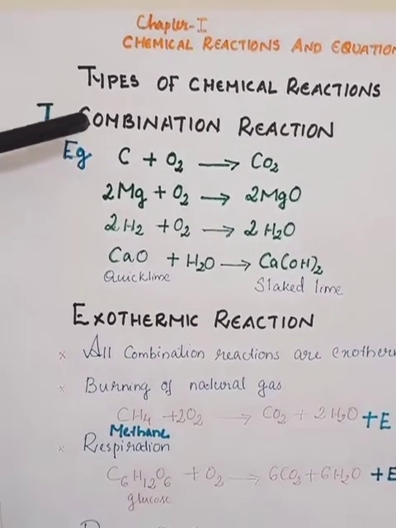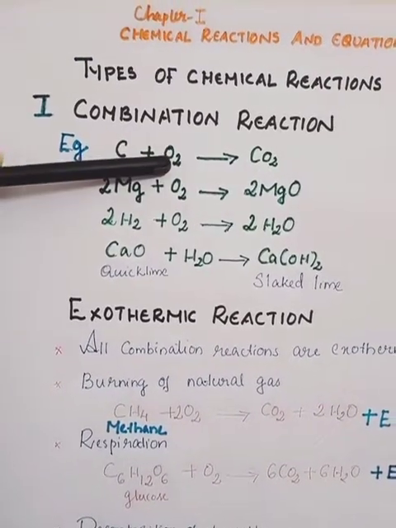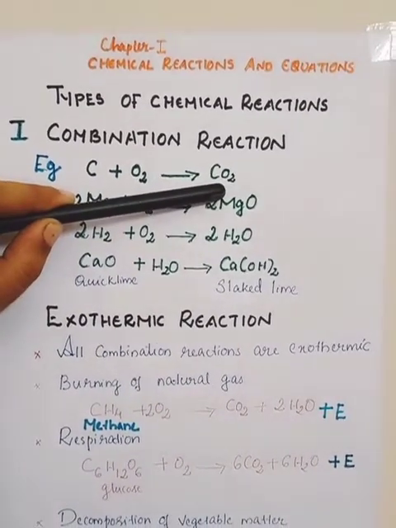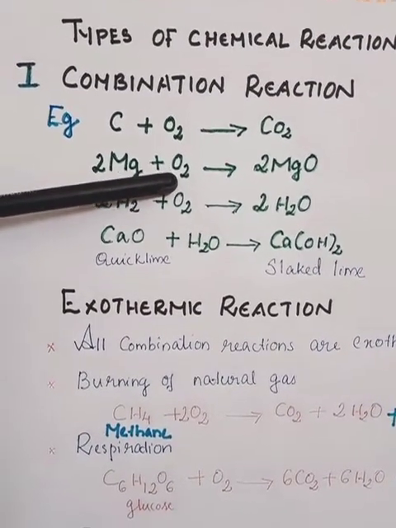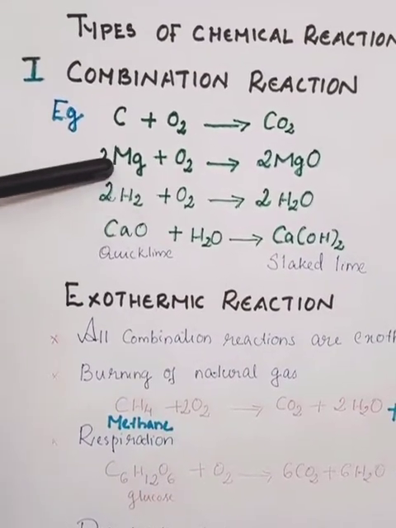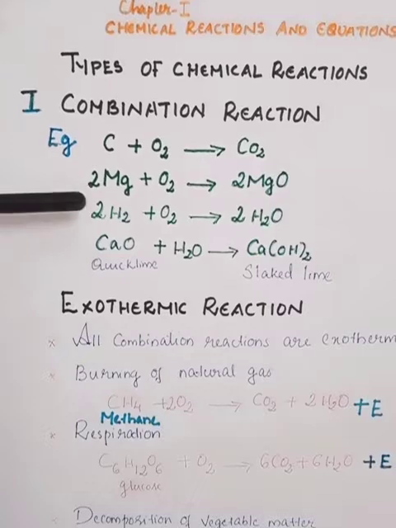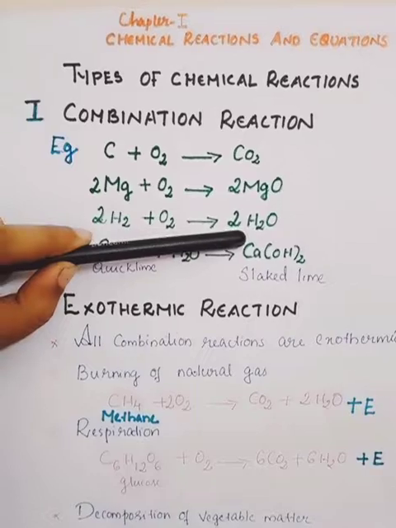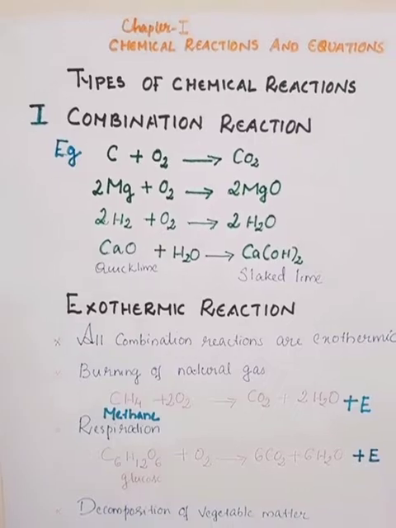Here you can see carbon combines with oxygen to form carbon dioxide. Carbon and oxygen are the reactants, so two reactants combine to form a single product, carbon dioxide. Similarly, in this reaction, magnesium combines with oxygen to form magnesium oxide. Here also magnesium and oxygen are the reactants which result in a single product, magnesium oxide. Next is the formation of water. Hydrogen combines with oxygen to form water. Hydrogen and oxygen are two reactants that combine to form a single product, water.